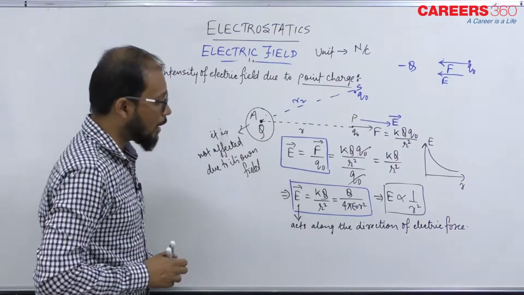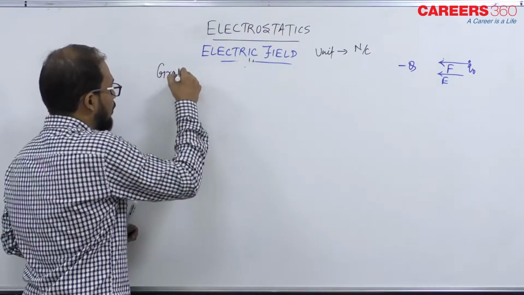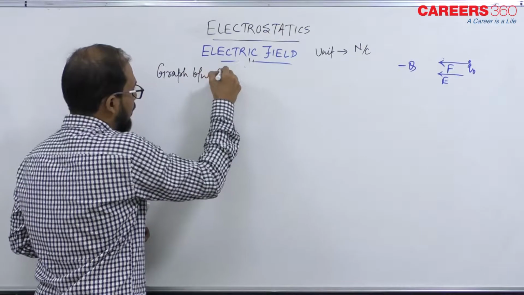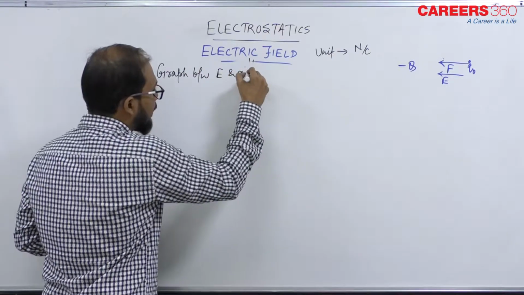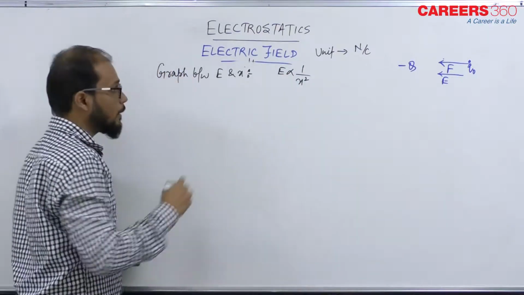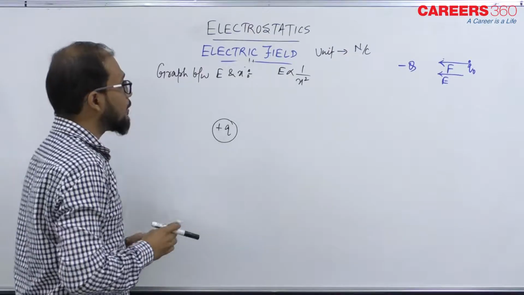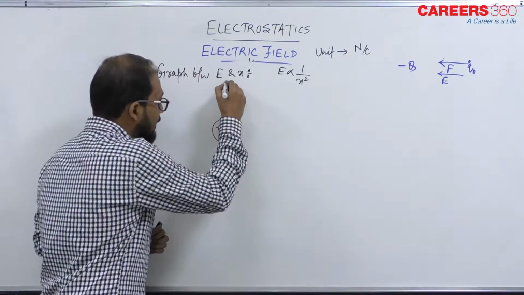And now let's talk about the graph of E versus the distance between the two charges. Graph between E and X, and we know that E is inversely proportional to X square. Suppose there is a plus charge Q, and if we have to plot the electric field, it will be like this.